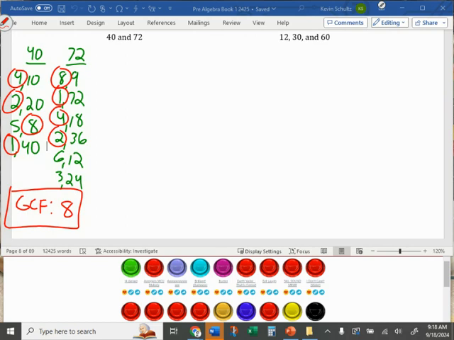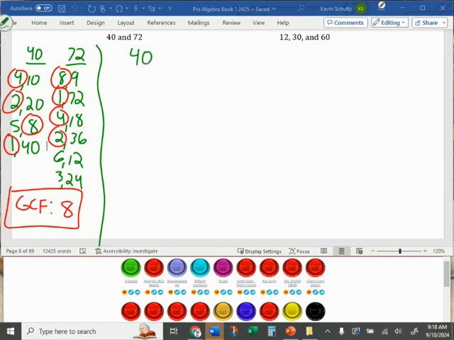Last year in 6th grade, Mrs. Gambino showed you the table method. Oh, I hated that. Probably. But if you hated it, then maybe listing is the method for you. I used the table method instead. This is method number 2 here.